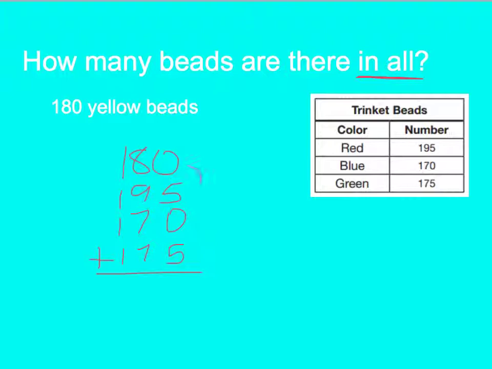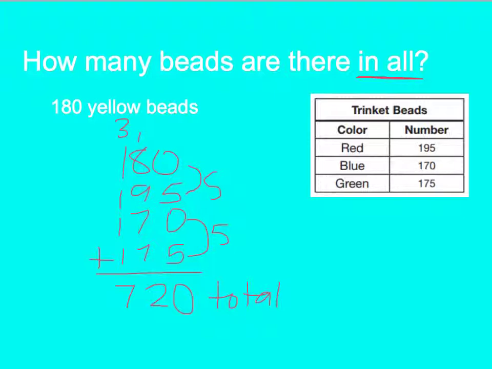0 plus 5 is 5. 0 plus 5 is 5. 5 plus 5 is 10. Carry over my 1. 1 plus 8 is 9. Plus 9 is 18. Plus 7 is 25. Plus 7 again is going to be 32. So I'm going to carry over my 3. Then I have 3 plus 1, 4, plus 1, 5, plus 1, 6, plus 1 is 7. So in her collection, she has 720 total beads.